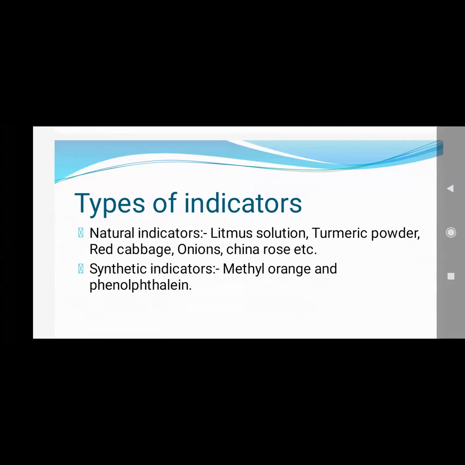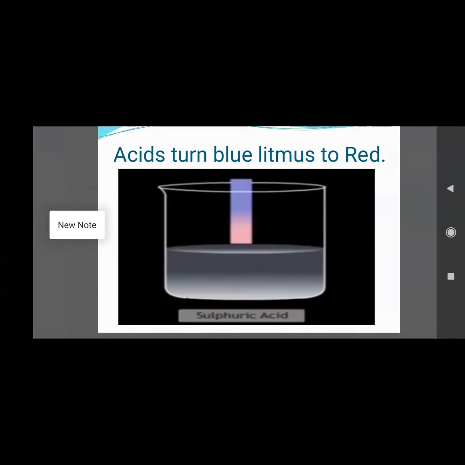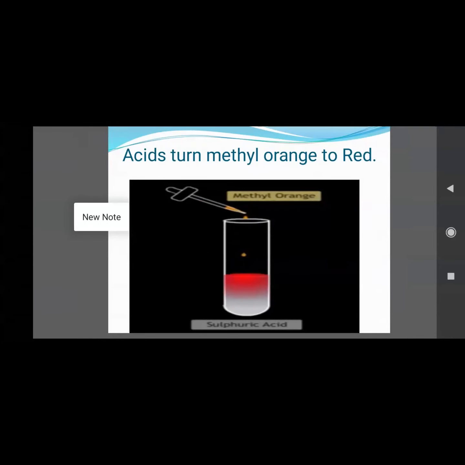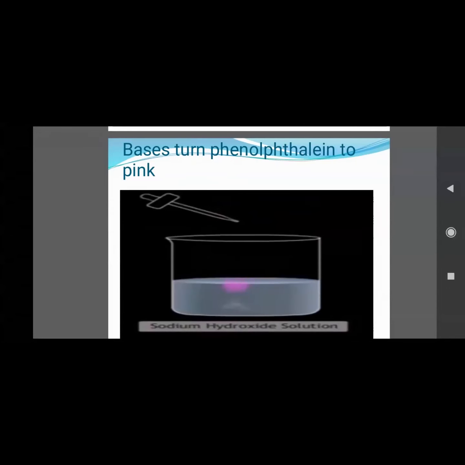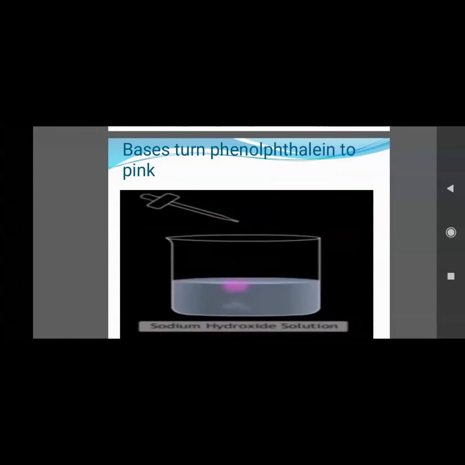I told you to note down the spelling of phenolphthalein in the previous class, students. This picture shows the test for acid with a blue litmus paper turning to red. Bases turn red litmus to blue. Acid turns methyl orange to red. Bases turn methyl orange to yellow. Bases turn phenolphthalein to pink. Up to here, we studied in the previous class, students.